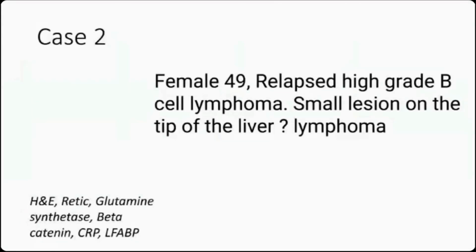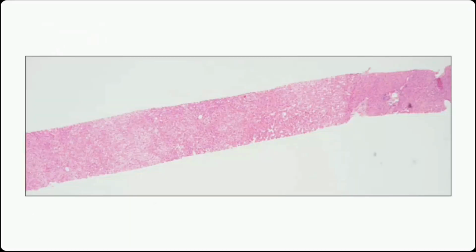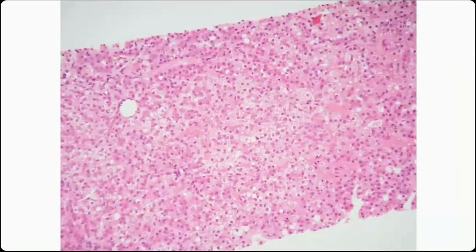So moving on to case 2. This is a female, 49. She's known to have high-grade B-cell lymphoma, and they discovered a small lesion on the tip of her liver, and they're worried that she's got a deposit of lymphoma. So here's the lesion. Here's background normal liver. You can see you've got a portal tract here, and this is the lesion, this pale area. And when we look at the lesion cells themselves, you can see these unaccompanied arterioles, which, as I said, are very important to know you're actually in the lesion. And you have these pale monomorphic cells, no significant mitotic activity.